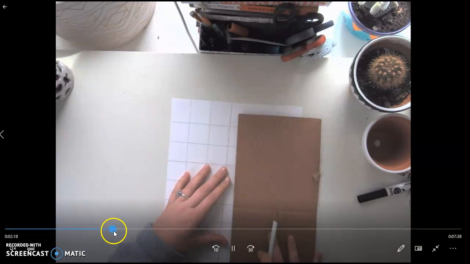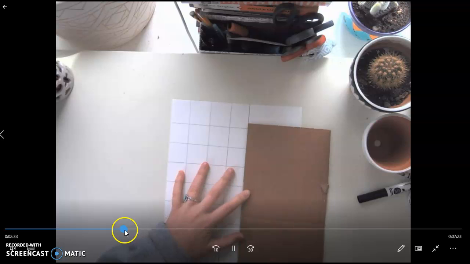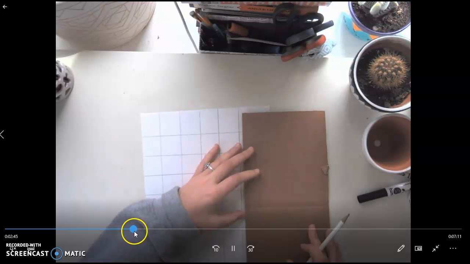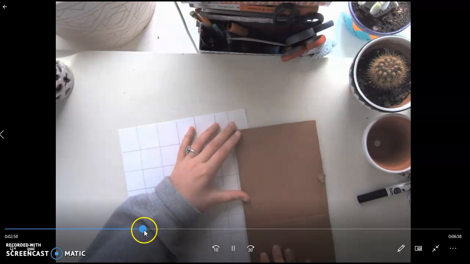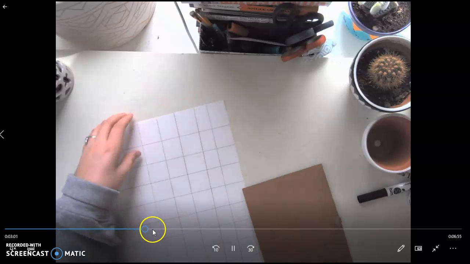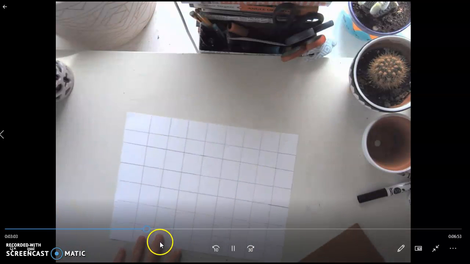So yeah, I'm just going to fast forward this. And again, I'm taking my time to make sure it's kind of neat and even as possible. I will say, over in this area, it did get a little bit thin, which is totally fine.